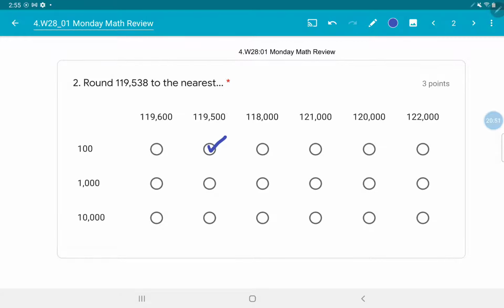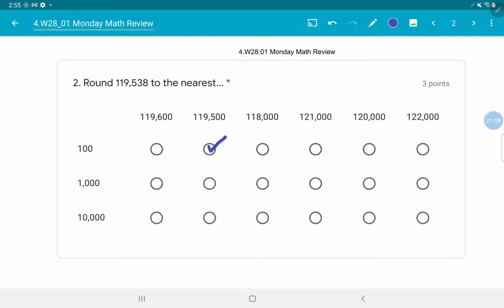Okay. I'm rounding to the thousands now. In my thousands place value, I have a 9. I have 119 thousand. Where do I look to see if 119,000 stays the same or goes up to the next thousand, Brady? The 500. What does the 500 tell it to do? Go up. So what's the next thousand going to be, Aiden?